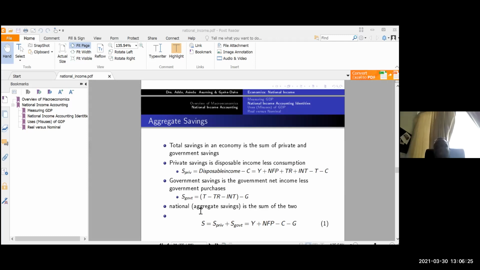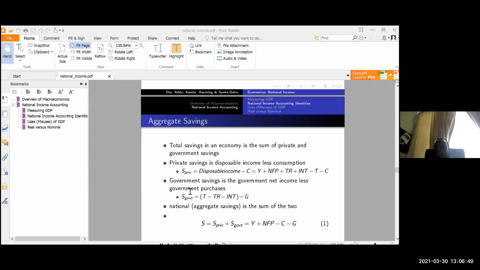Okay, so national aggregate savings is therefore the sum of the private savings and that of the government savings. So the level of savings in our economy will be how much the private sector or the individuals in the economy are saving, plus how much government is saving. And that will give us the level of savings in the economy.